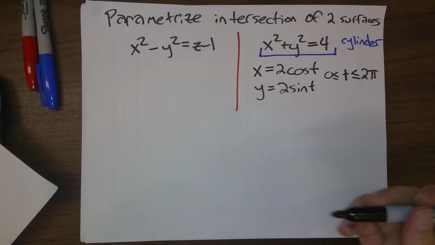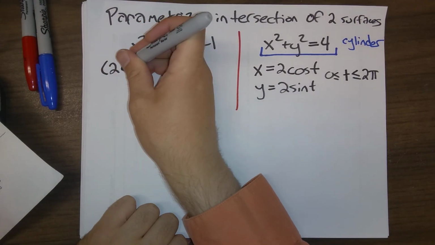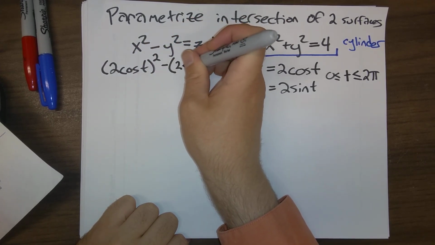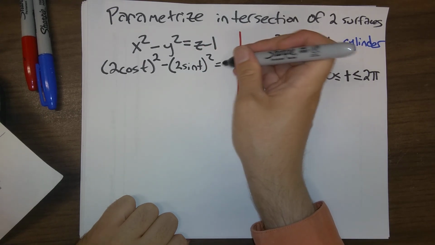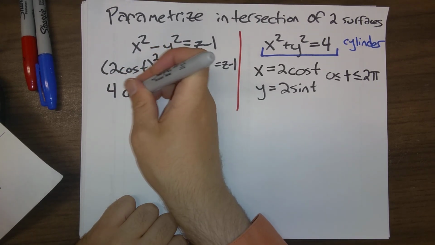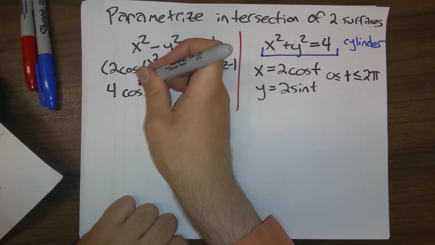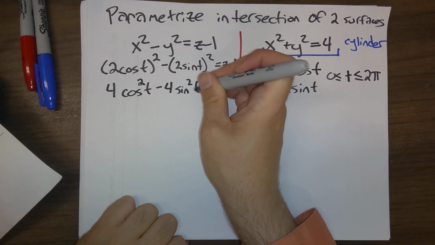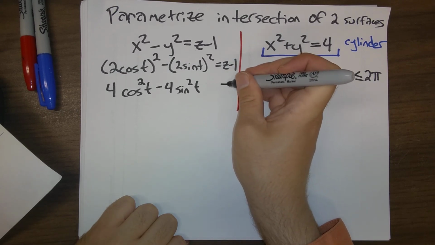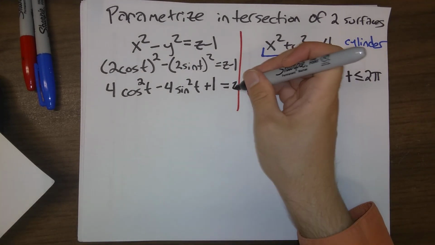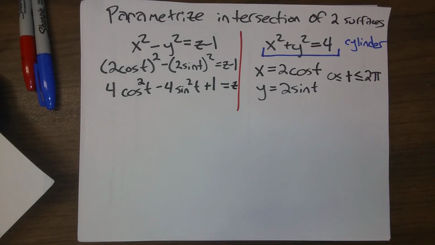So what does that give us? Well, x squared is 2 cosine t, all of that squared. y squared is 2 sine t, all of that squared, is equal to z minus 1. And so we end up with 4 cosine squared t minus 4 sine squared t is equal to z minus 1. Let's move that plus 1 to the other side. So z is equal to 4 cosine squared t minus 4 sine squared t plus 1.